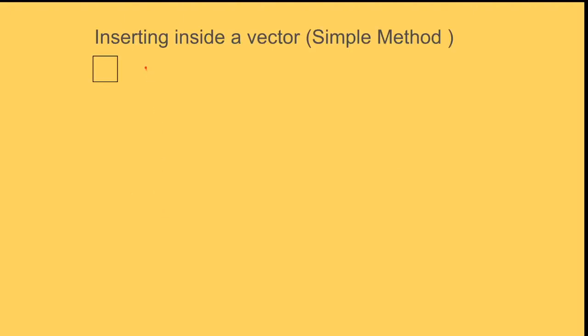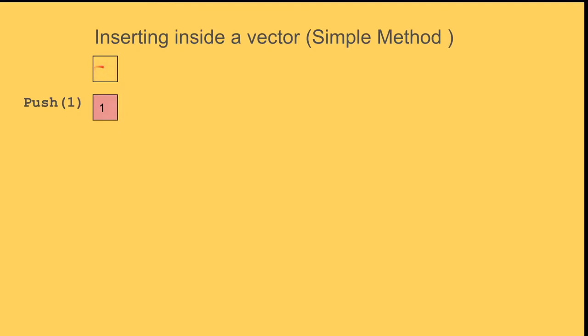And next, I'm going to tell you exactly how this is implemented. All right, so let's say I want to insert inside a vector, and I use a simple method: every time I insert and I don't have enough room, I create a new array and I insert the new value at the end of the array.